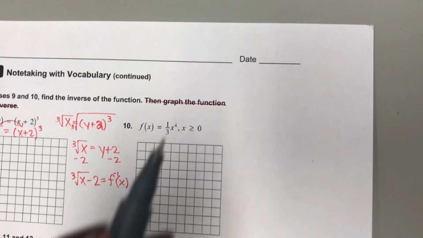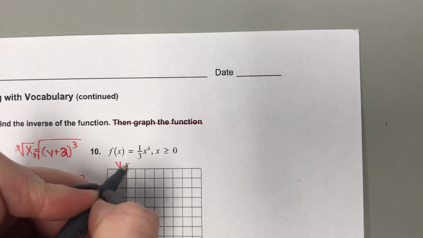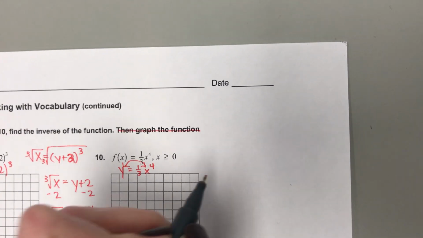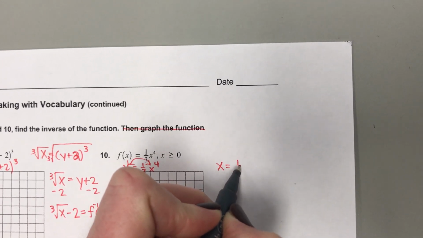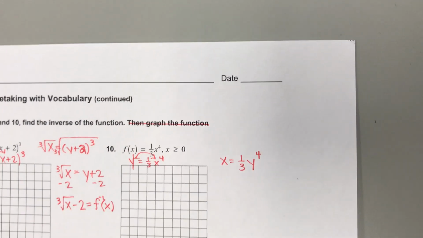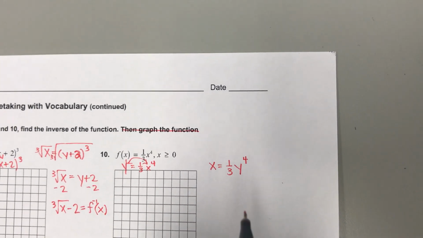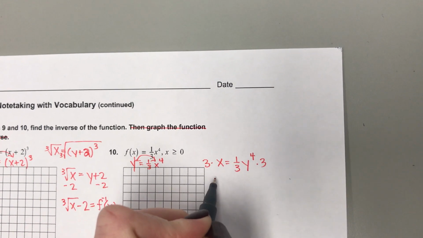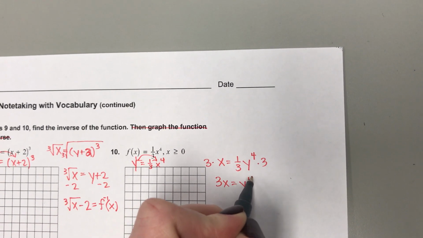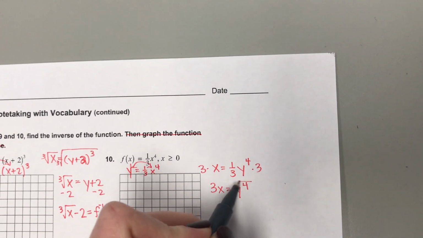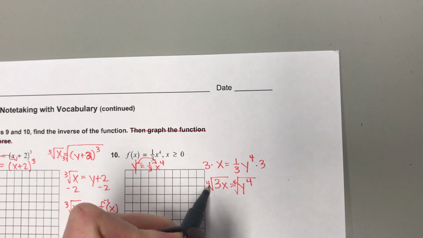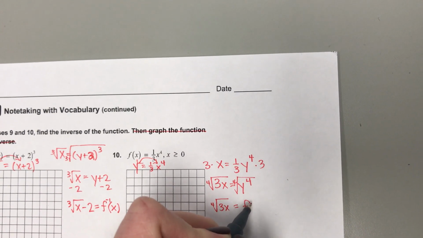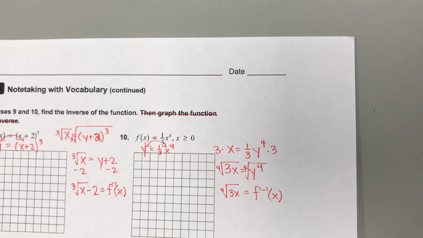Okay, looking at this one, if I rewrite this with a y, and I'm going to swap them out. So the first thing I can do here is get rid of this 1/3, so I'll multiply both sides by 3. And then I'm going to have to 4th root both sides. So the 4th root of 3x is going to equal my inverse function.